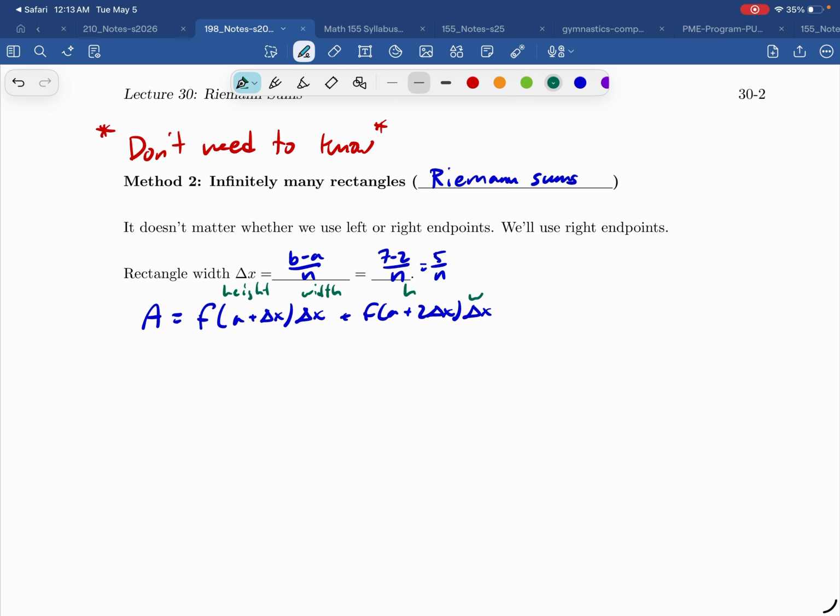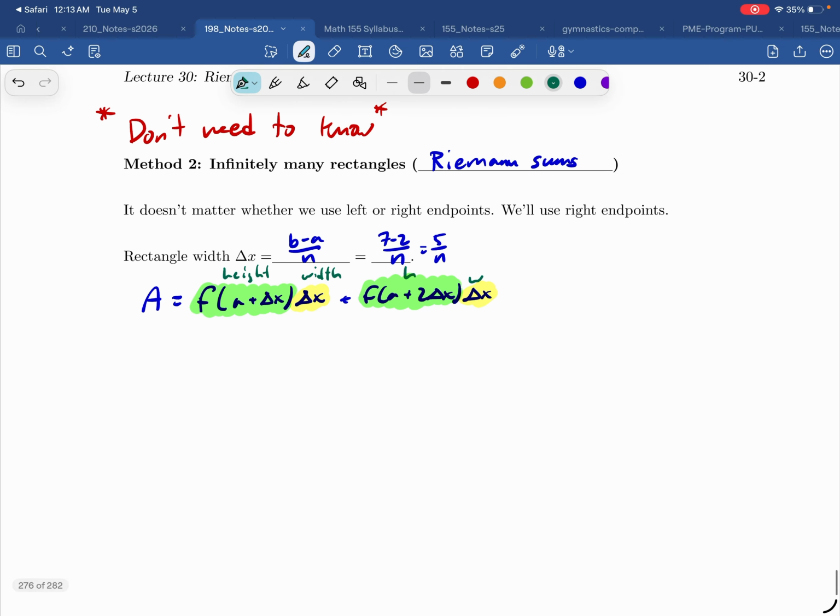That's all we're doing. Maybe I'll even use the green. I feel like I usually use the green highlighter to talk about the height, the yellow highlighter to talk about the width. So anyway, we just keep doing this, plus and so on. And remember that because we're using right endpoints, we keep going until we get to f of b, actually, but it's f of a plus n delta x. Again, there's your width, there's your height.